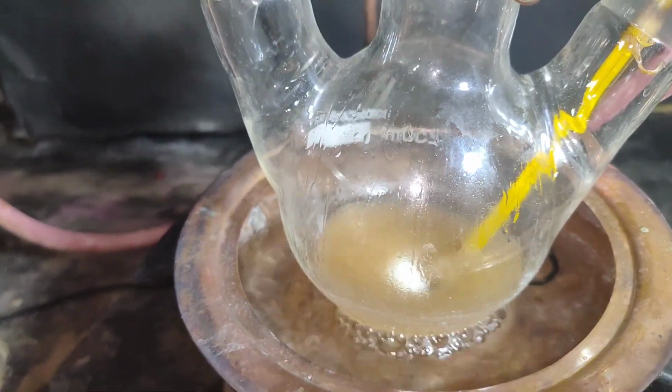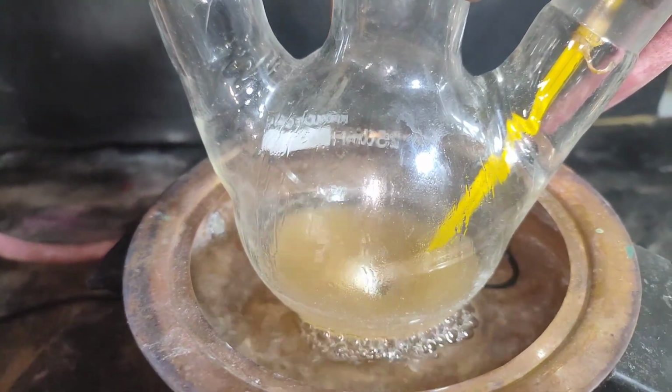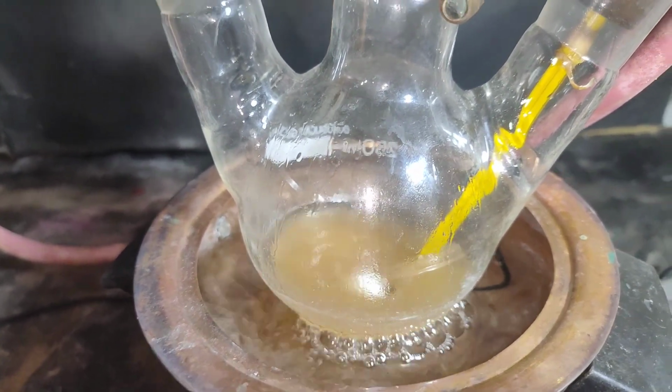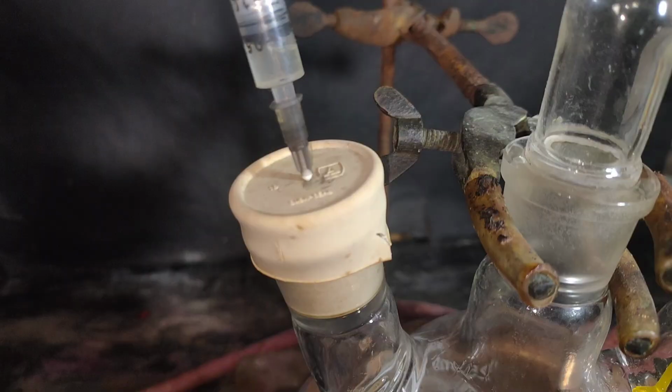When chloroform was added, the reaction started turning cloudy, which is due to the formation of salt, which is potassium chloride. This is the overall mechanism of the reaction. First, the chloroform reacts with potassium hydroxide to form dichlorocarbene, which then reacts with the amine, followed by two successive eliminations of HCl molecules. Isocyanide is formed.